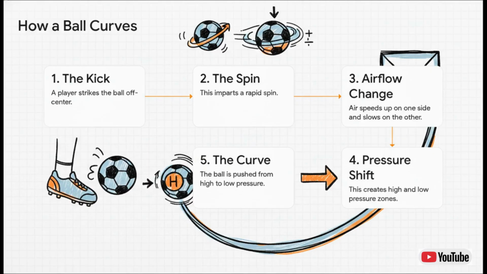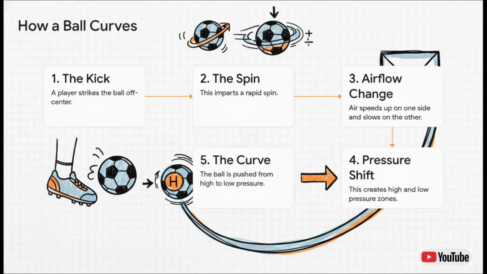As it flies, one side of the ball is spinning with the direction of the air, which makes the air on that side speed up. Meanwhile, the other side is spinning against the air, slowing it down. And here's the key. Faster-moving air has lower pressure, and slower-moving air has higher pressure. That pressure difference creates a force, and boom, the ball gets pushed from high pressure to low pressure.